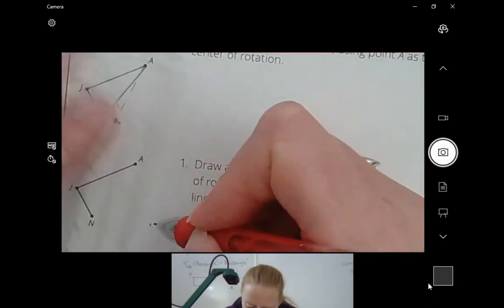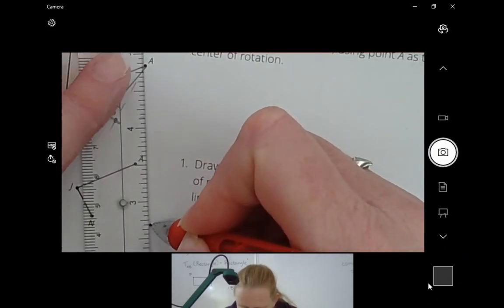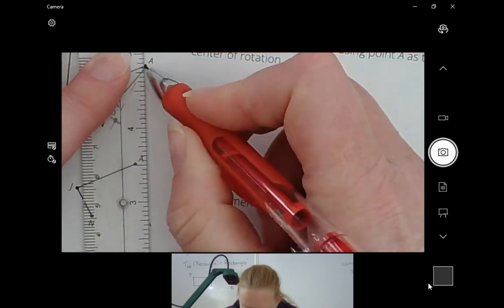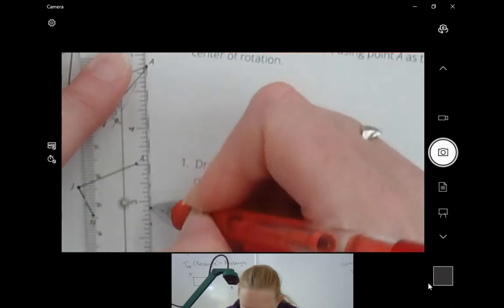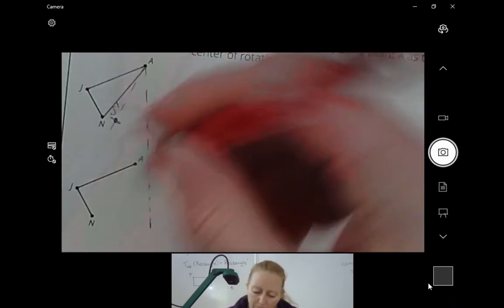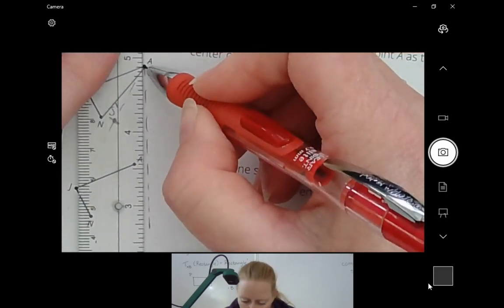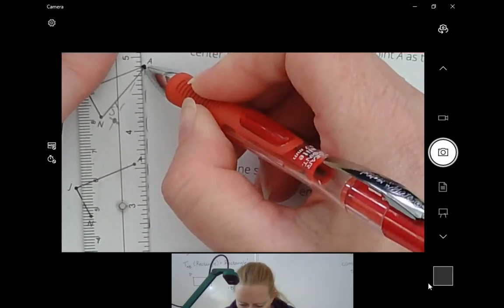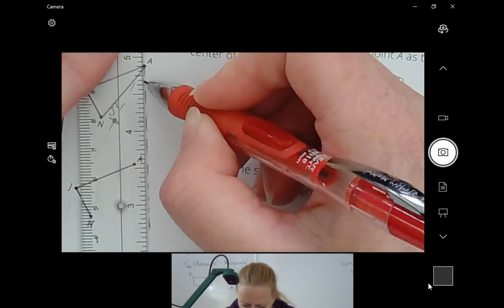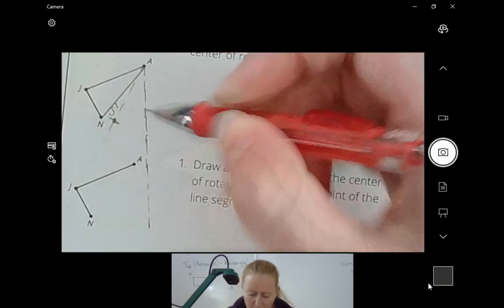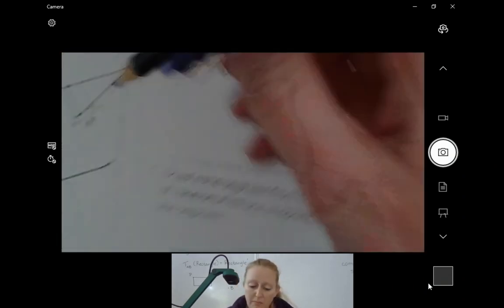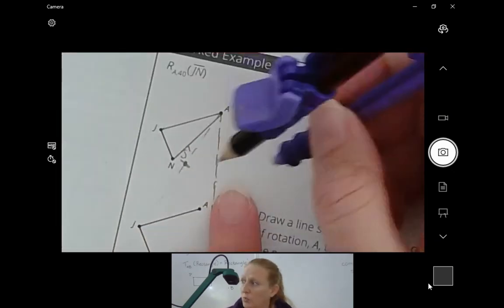I don't actually want it that long though, right? That's way too long. I don't want it to be too dashed, otherwise I'm going to miss things. Okay. So I'm going to use my compass and say, this is way too long.